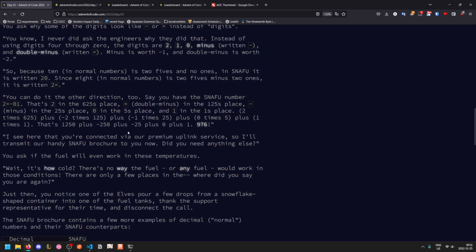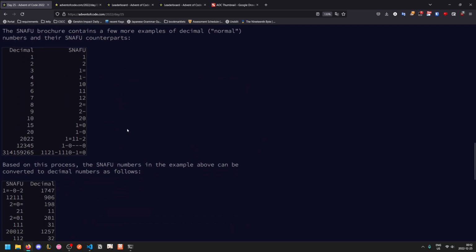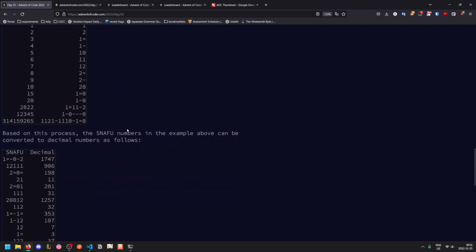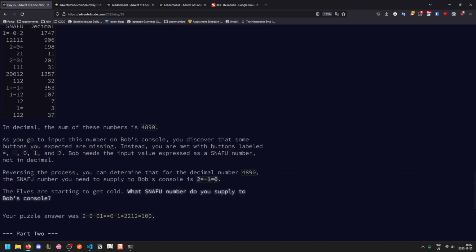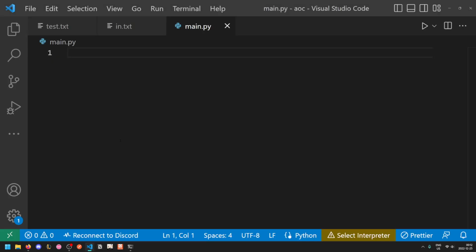Okay, so the conversion step is actually fairly easy. Converting from snafu to decimal is very simple, actually. And then the answer is the sum of these snafu numbers, but in snafu format itself. So converting back is going to be the part that's actually a bit more difficult, but it is not all that hard either. Today's problem is overall quite simple.